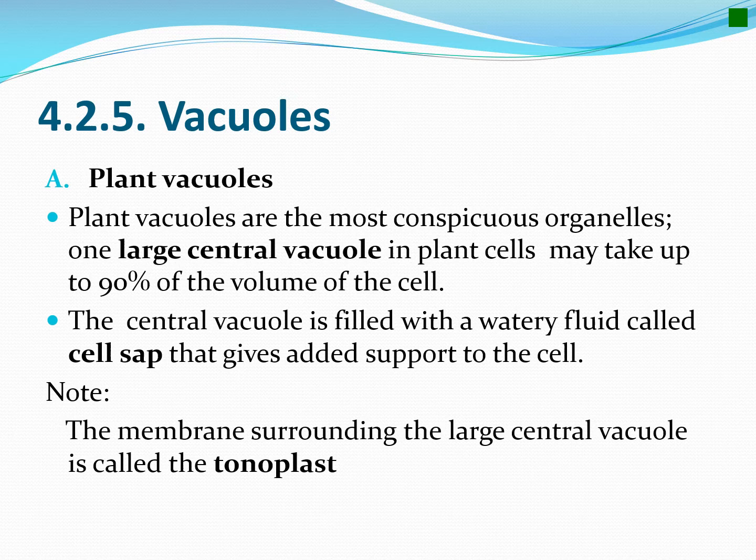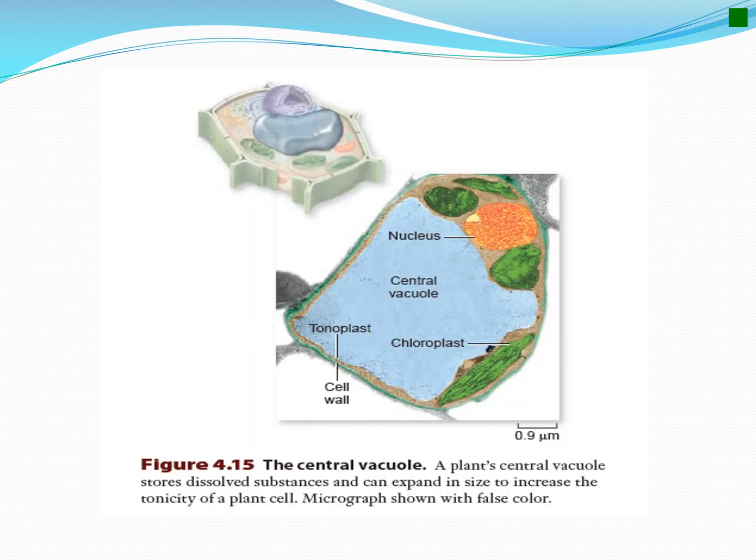Note, the membrane surrounding the large central vacuole is called the tonoplast. This is a special term, the tonoplast, because it is used to mention that membrane covering the plant vacuoles. We don't have any other case of organelles where the membrane is endowed with a special name. The diagram here shows how big the plant vacuole is.